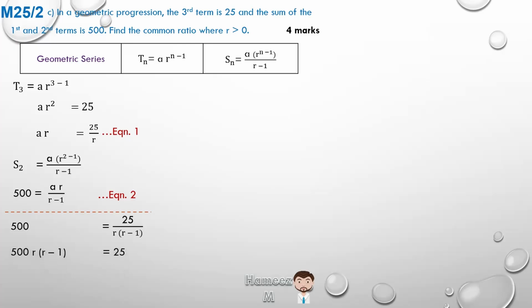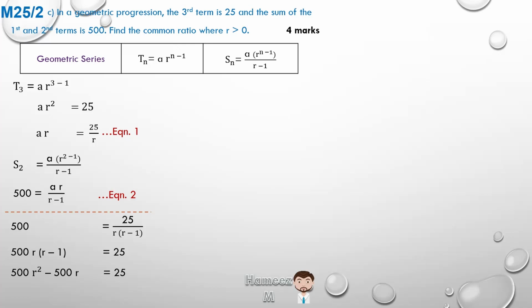So we can carry the denominator across, so we get 500 times r minus 1 is equal to 25. Of course, we can expand: 500r times r is 500r squared, and 500r times minus 1 is minus 500r, equal to 25.